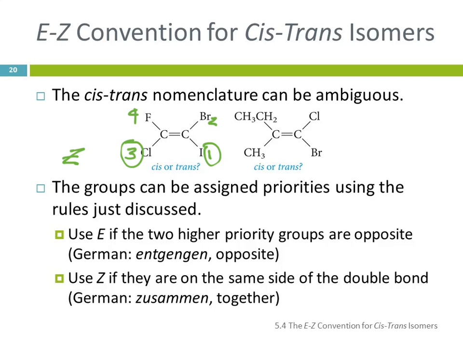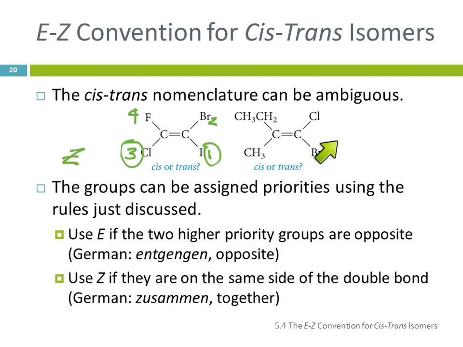Okay, so we're assigning priority. And then we're going to look at this carbon on the right. And we're going to identify which of its two groups have the higher priority. Just comparing the ones for this carbon. And that would be number one, right? And then we're going to look at the other carbon and say which of its groups are higher. It would be number three. So on each carbon, we're going to choose the higher of the two. Okay? Yeah, we would have to say Z instead of cis.